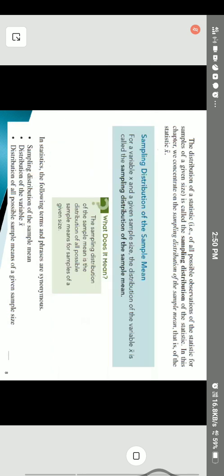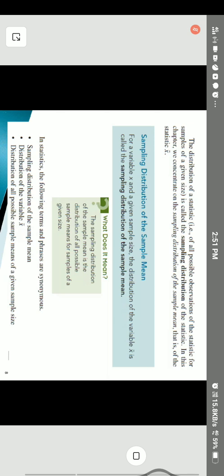Okay, next, we look at what the sampling distribution of the sample mean is. When you have the result, you say okay, we accept this sampling error with the mean of this sampling. So the distribution of a statistic, all possible observations of the statistic for samples of a given size, is called the sampling distribution of the statistic. In this chapter, we concentrate on the sampling distribution of the sample mean, that is, of the statistic X bar. X bar means we concentrate on the sample, not on the population.